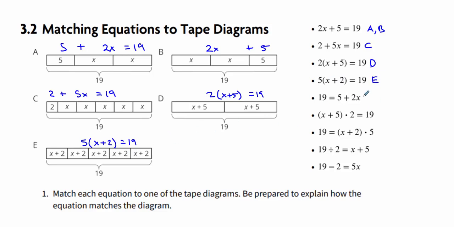We're running out of tape diagrams here. So let's look at this one, see if this matches anything we've written so far. 5 plus 2x. Just like this one, right? Commutative property. So this would be also A and B.